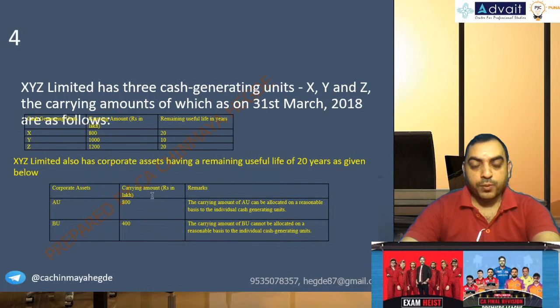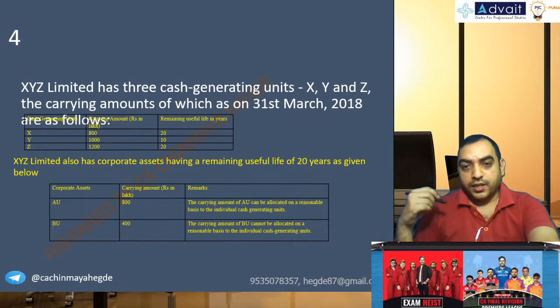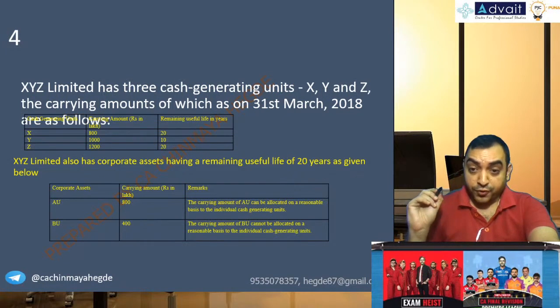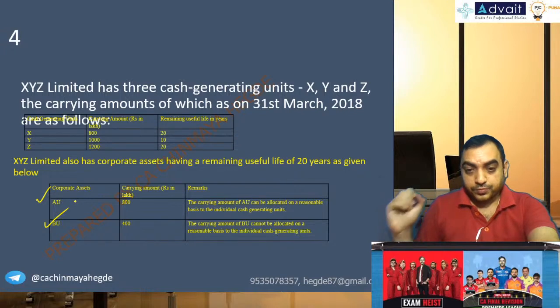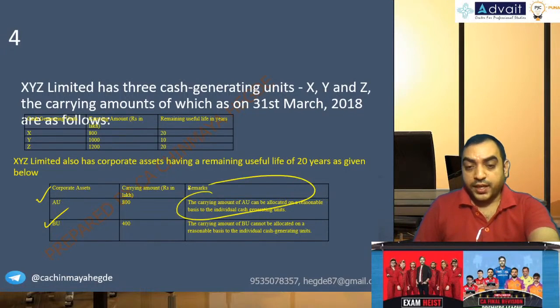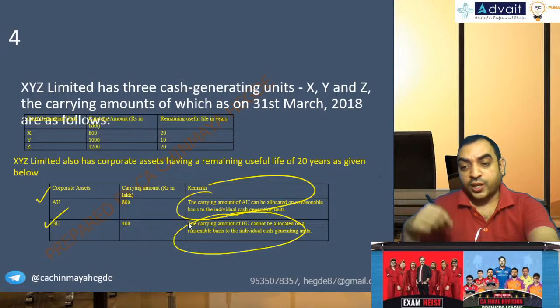Okay, let me go to the problem. XY Limited has three cash generating units, X, Y, Z. The carrying amounts are given. XYZ also has corporate assets having remaining useful life of 20 years, given below. AU, BU. The carrying amount of AU can be allocated. The carrying amount of BU cannot be allocated.